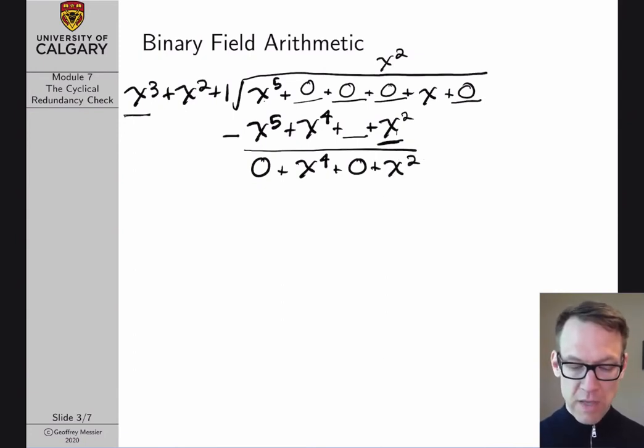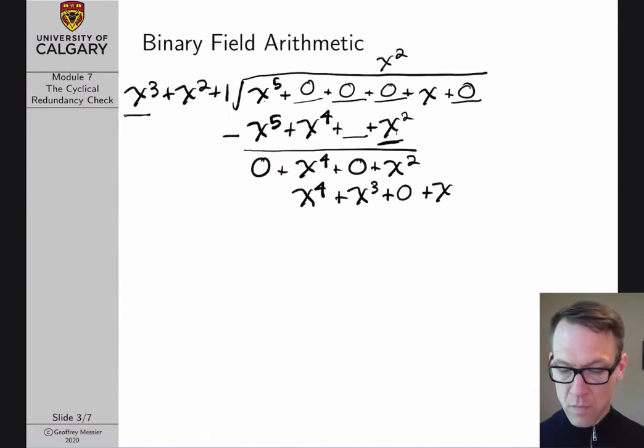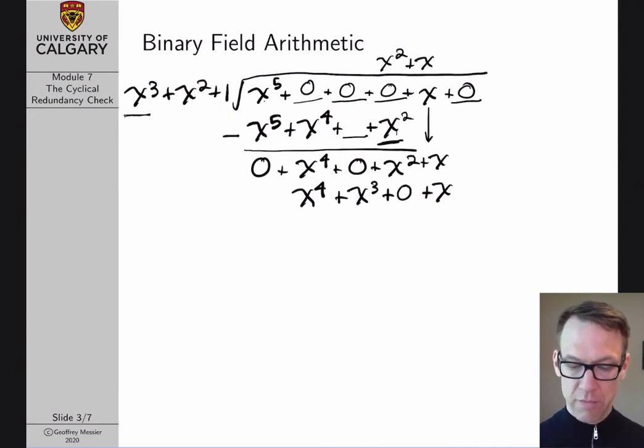And so now what we're going to do is, again, multiply our divisor by whatever value of x we need to line up with our highest order term. In this case, it's x to the fourth. So we're going to multiply our divisor by x. And when we get that, we get x to the fourth plus x cubed. We have nothing here. And then we have x. We're going to keep track of the fact that we multiplied by x, so we're going to put that in the quotient. And then we're going to pull down our x term from the number that we're dividing, just so we have all of our terms lined up.